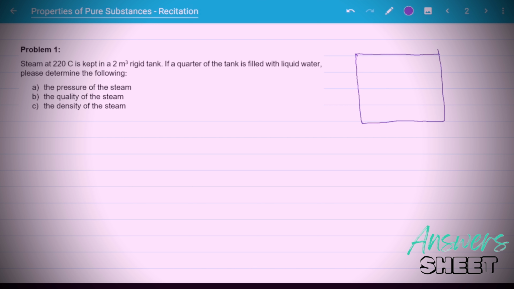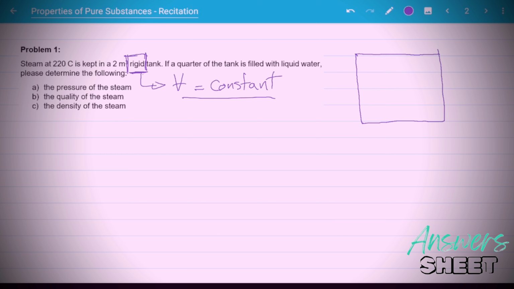Now, the word rigid in thermodynamics is usually used to indicate that the volume cannot change. So the volume is going to be constant because this tank is rigid, it cannot expand, it cannot shrink, so the volume does not change. So keep an eye out for these keywords.